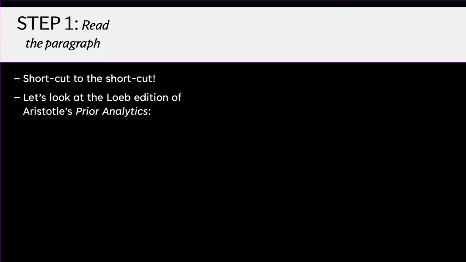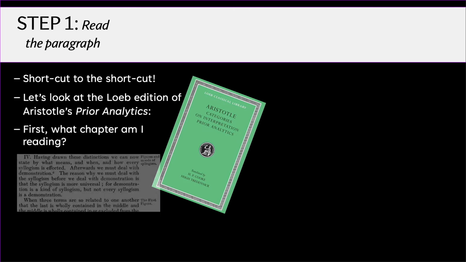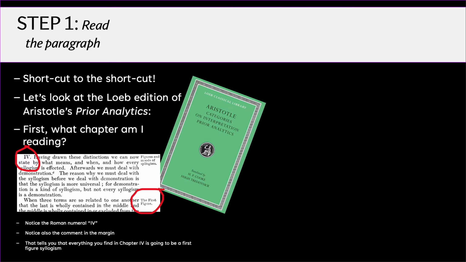First of all, note that we're using the Loeb edition of Aristotle's Prior Analytics. That's this edition here. Similar shortcuts can be found in most print editions of Aristotle's works, but we'll focus on the Loeb edition. First of all, note what chapter you're reading in the book. Here's a picture from one of the pages in the book. Notice the Roman numeral 4 at the beginning of the paragraph. Notice also the comment in the margin, where it says the first figure. That tells you that everything you find in chapter 4 is going to be a first figure syllogism.